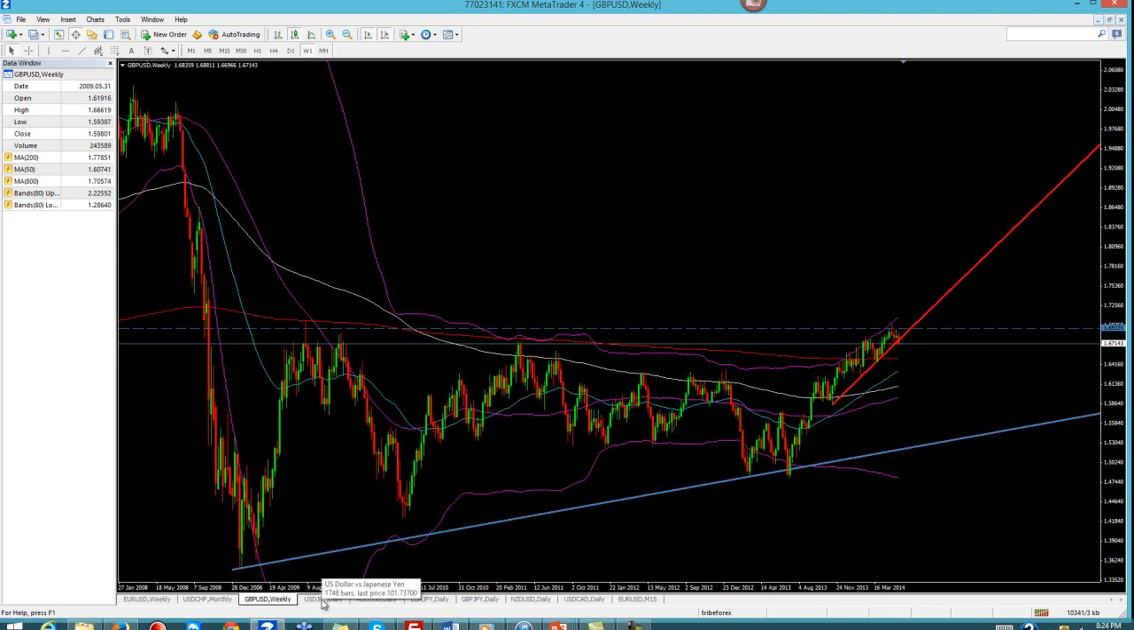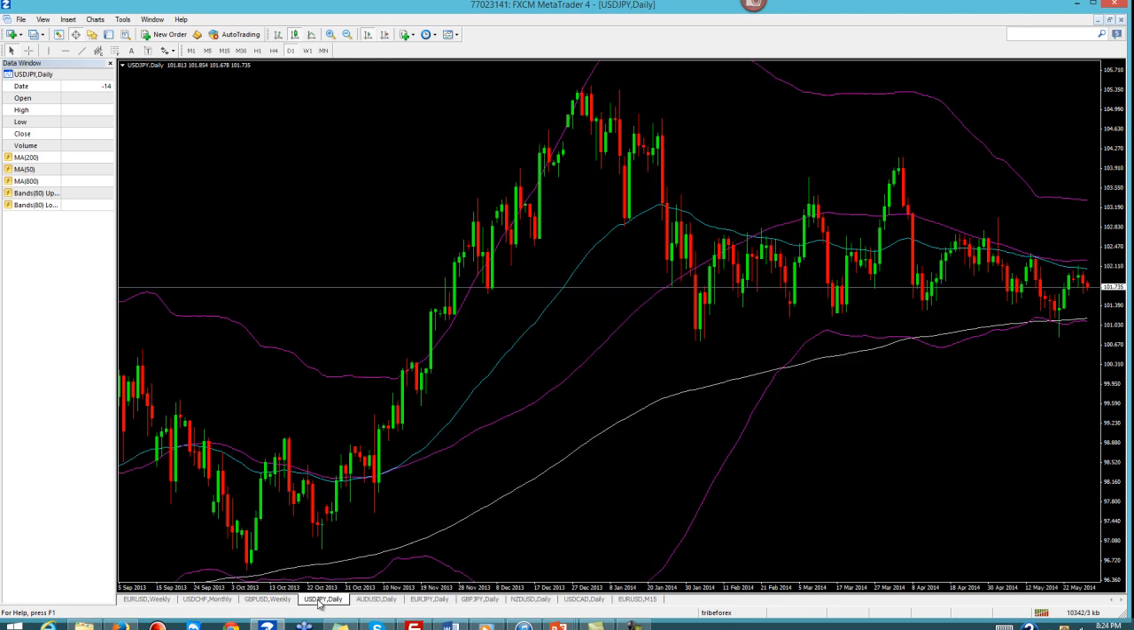All right, so I'm not going to call a pound dollar today. Overall bias is a sell. I think there's a chance for a retracement off that mid Bollinger Band just to take a break, take a rest here. Having said that, dollar yen is in consolidation still.